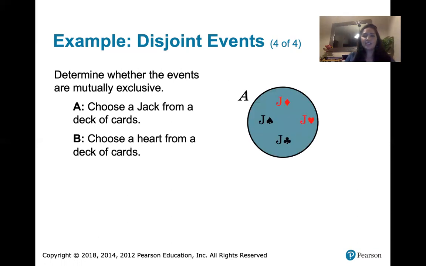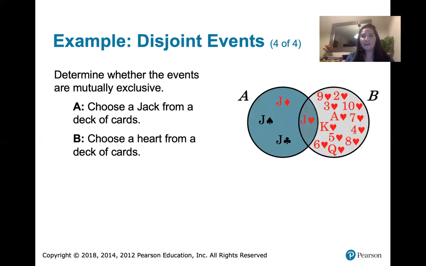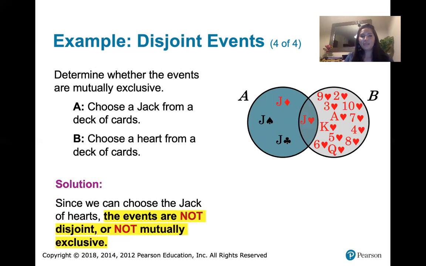So we've got our jacks over here in event A, we've got all of our hearts over here in event B, and the jack of hearts lies in both. So these events are not disjoint because we can choose that jack of hearts. So we would say that choosing a jack and choosing a heart are not mutually exclusive events.